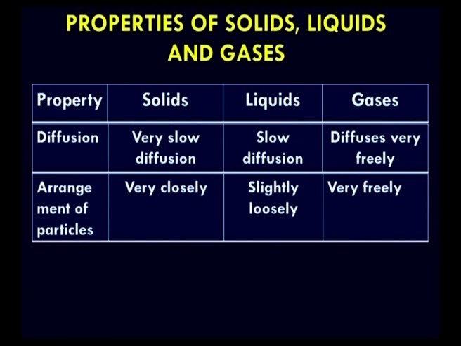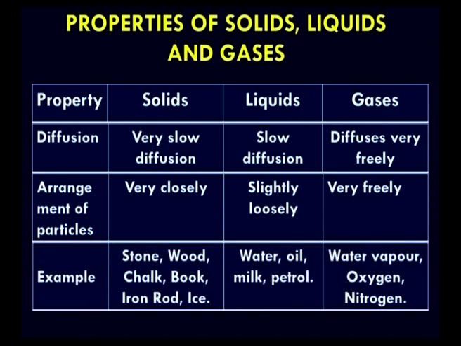Arrangement of the particles: in solids the particles are arranged very closely, in liquids the particles are arranged slightly loosely, in gases the particles are arranged very freely. Example: children, can you give the examples of solids? Stone, wood, chalk, iron rod, ice. Can you give the examples of liquids? Water, oil, milk, petrol. Can you give the examples of gases? Water vapor, oxygen, nitrogen. These are the examples of solids, liquids and gases.